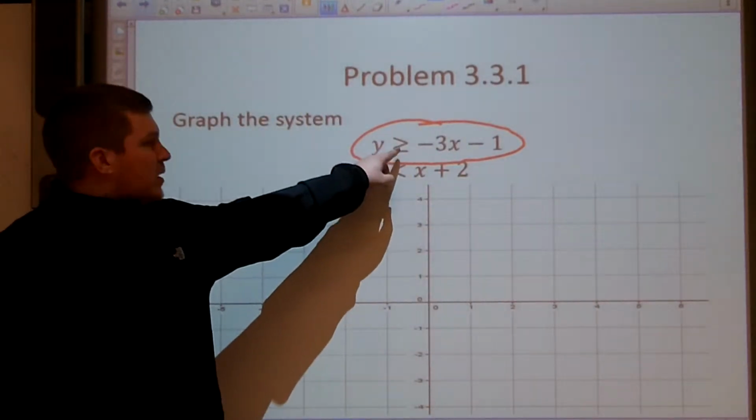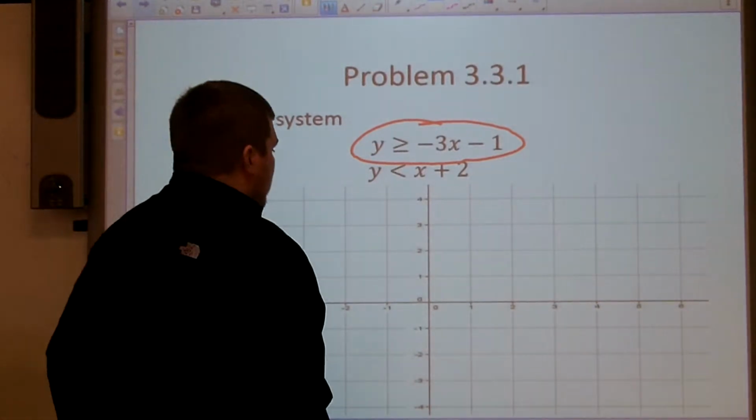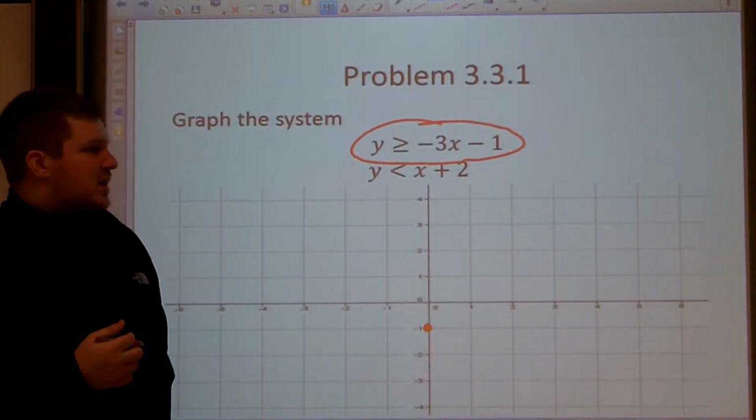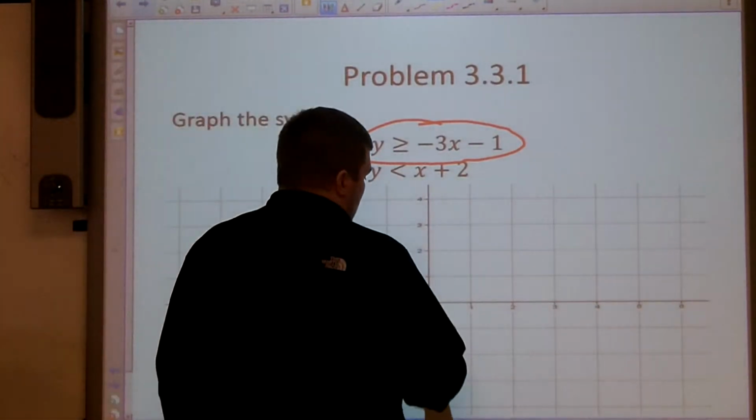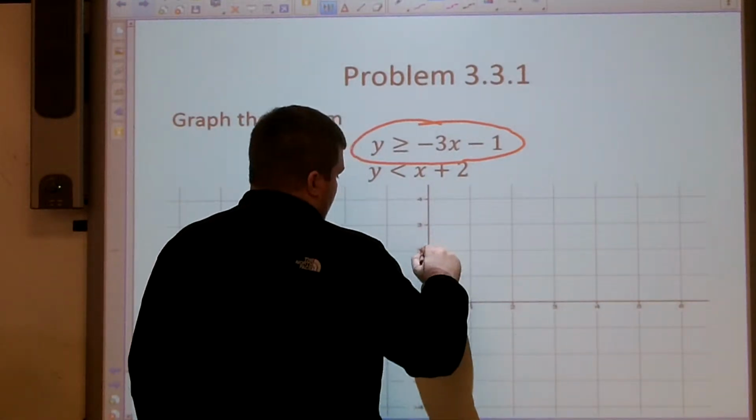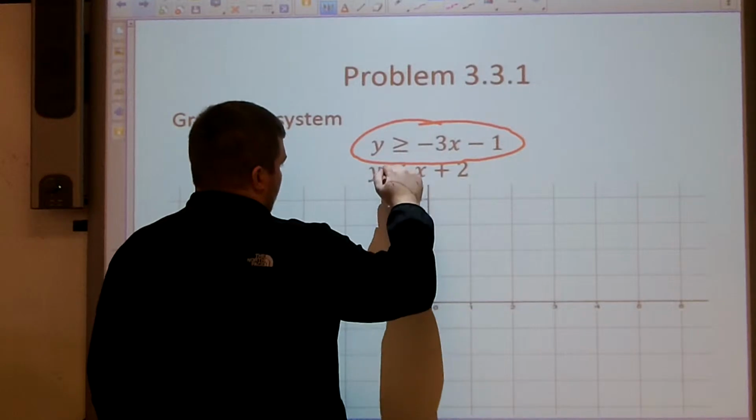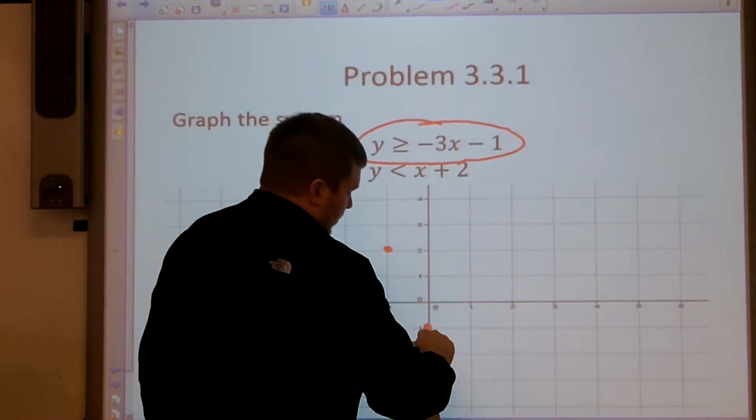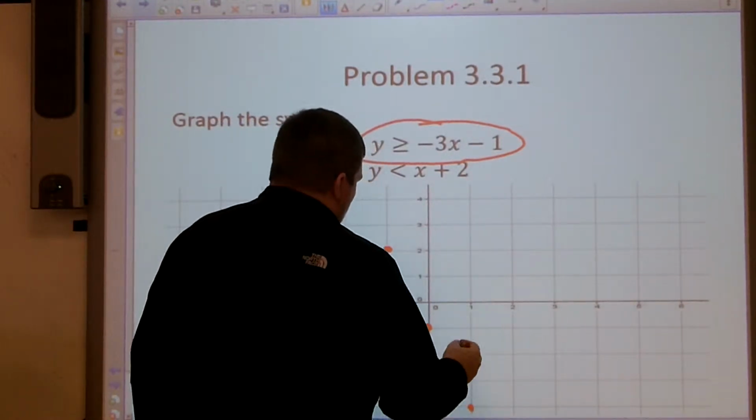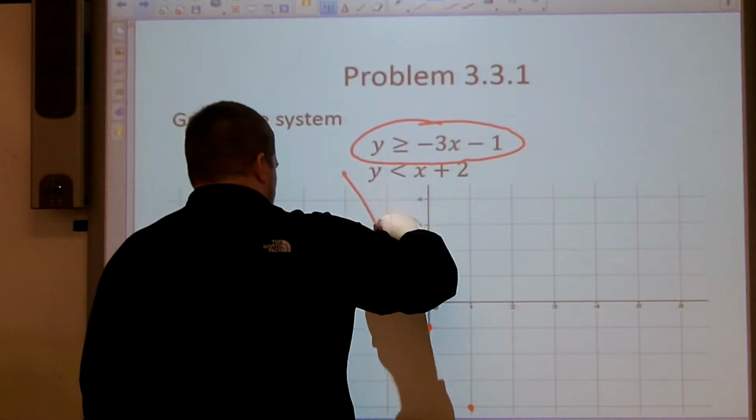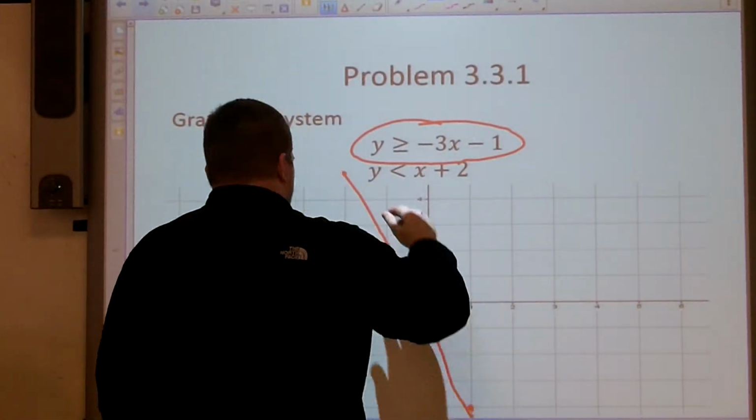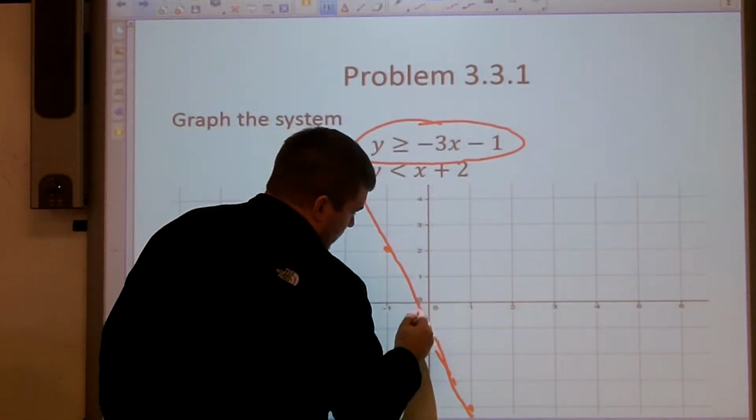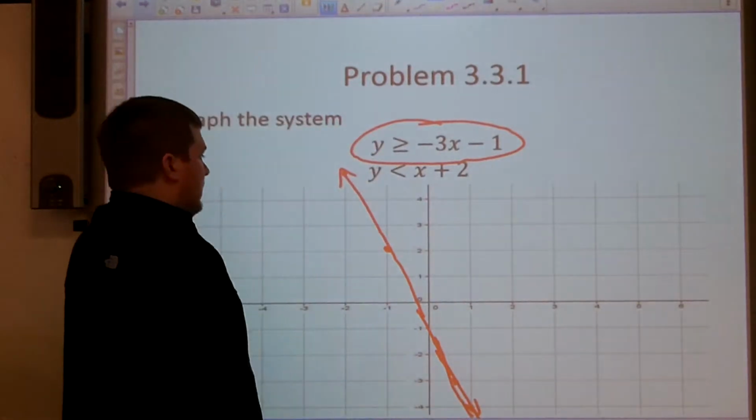First off, I know it's greater than or equal to. That means my boundary line is going to be solid. I know that for this inequality, the boundary line has a y-intercept of -1 and has a slope of -3. So I could go up 3, left 1. 1, 2, 3, left 1. 1, 2, 3, left 1. So somewhere up here. And then down 3, right 1. 1, 2, 3, right 1. Okay, so my boundary line should be solid, and it should go through those points as best as we can. Okay, try to do a little bit better. So something sort of like that.